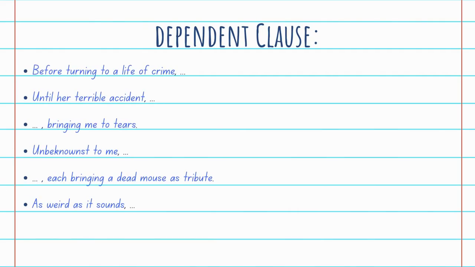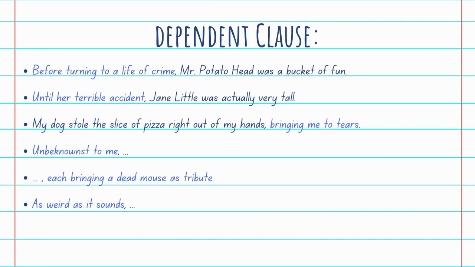So take these dependent clauses, write them down. But when you write them down, add an independent clause to anchor them to in a way that makes sense. Before turning to a life of crime, Mr. Potato Head was a bucket of fun. Until her terrible accident, Jane Little was actually very tall. My dog stole the slice of pizza right out of my hands, bringing me to tears. Unbeknownst to me, a slimy slug is slippery when slithering down the sidewalk.